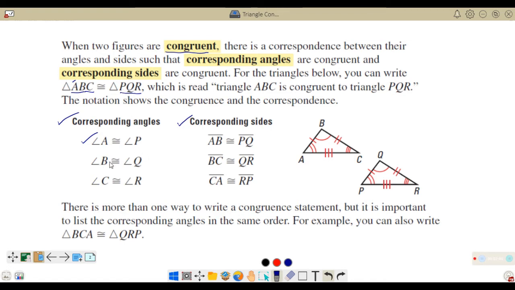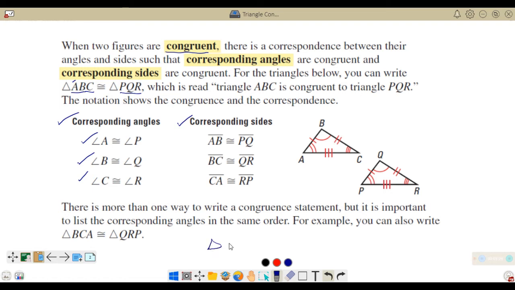Next, we have angle B is congruent to Q. If the second letter in your first triangle is B, then the second letter on your second triangle must represent the angle congruent to B, which is Q. Ayan. And then si C, congruent siya kay R. So, the third letters are C and R, respectively. Now, is there any other way to represent this triangle such that you will still show the congruence and correspondence? Meron pa. So, lagi mo lang susundin yung arrangement nila depending on the corresponding angles.